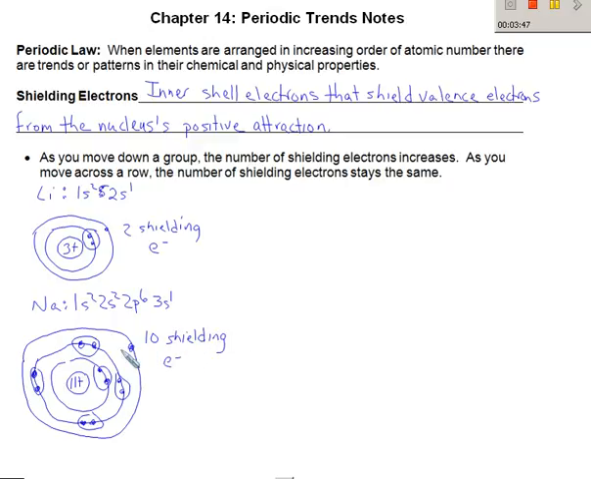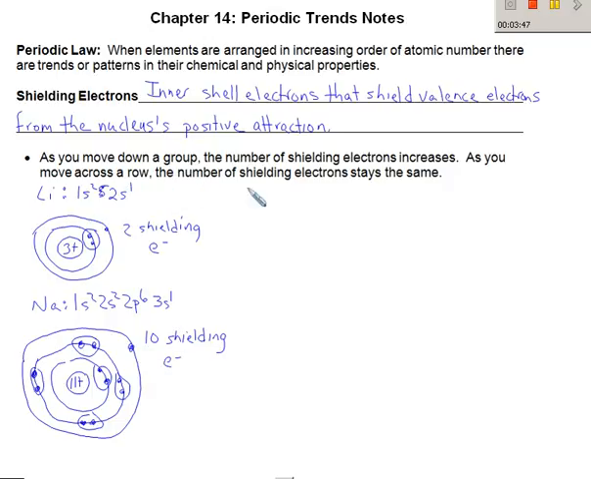And these shielding electrons are protecting this valence electron from feeling the full positive charge of the nucleus. So this is what happens as you move down a group. The number of shielding electrons increases. We went from 2 shielding electrons to 10 shielding electrons. Now let's see what happens as you move across a row.